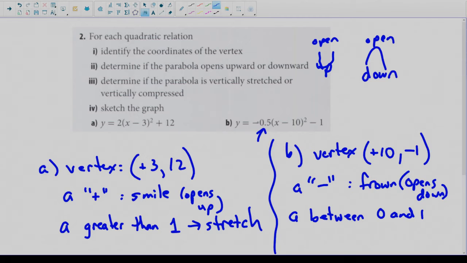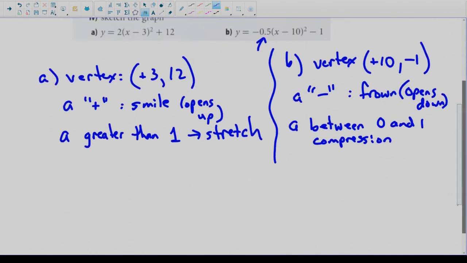Because it's 0.5. Forget about the sign, because we've already dealt with the sign. The value of A is 0.5. That means it's between 0 and 1, which means it's a compression. Okay, so what would I do to sketch that parabola?